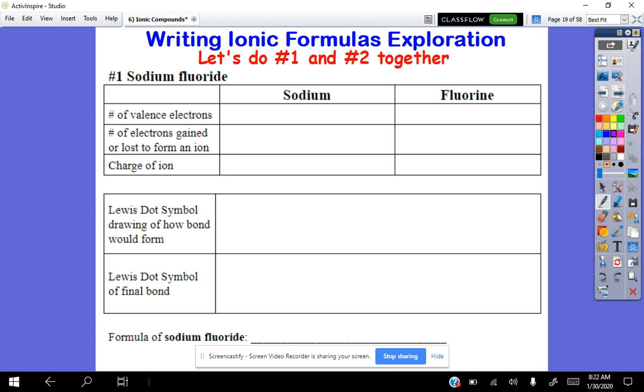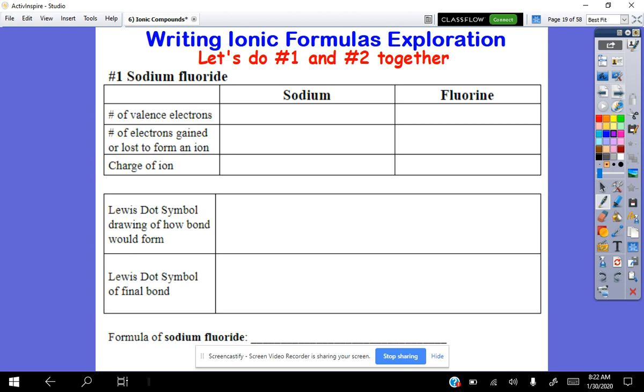So the nice thing about Lewis dots is that they allow us to see specifically just the valence electrons and the transfer that occurs when we are forming an ionic bond. So first thing we need to do is be able to identify our valence electrons.